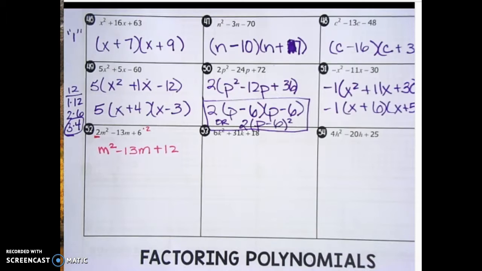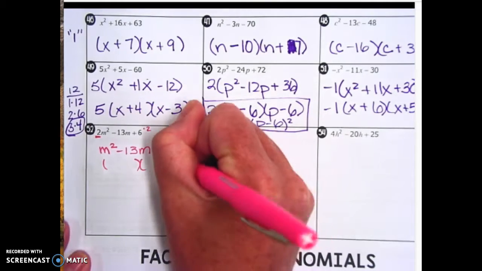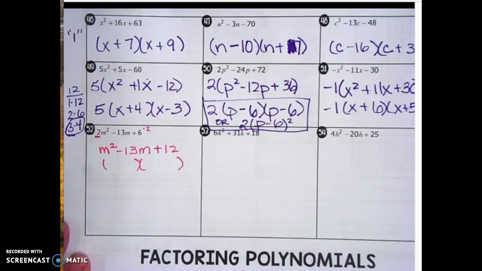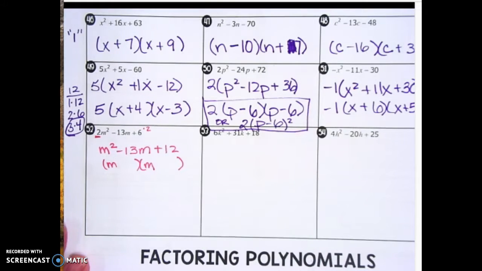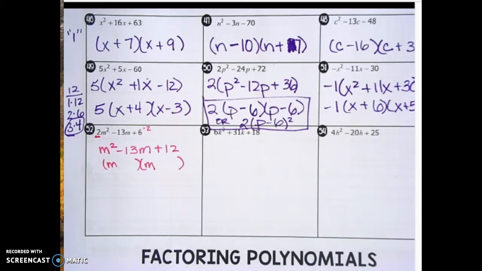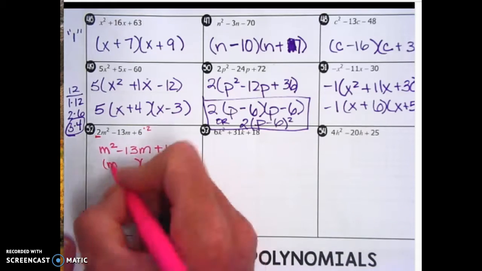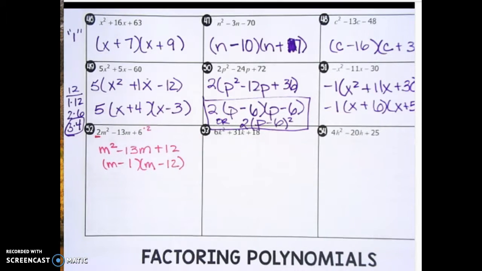Now we're going to factor it just like we did yesterday. We write our 2 sets of parentheses for our binomial times our binomial. We take the square root of m squared, which is m times m. Then we find what multiplies to get positive 12, but adds or subtracts to get negative 13. Negative 1 and negative 12. It looks like we should be done, but we're not done.